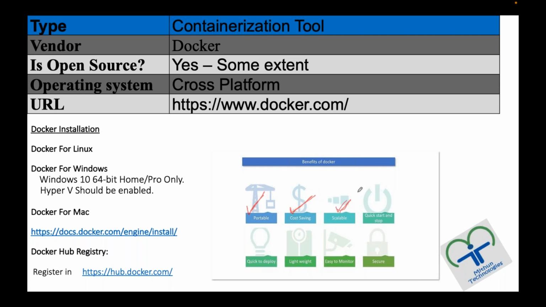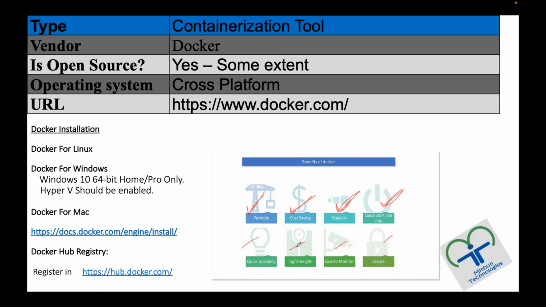And also scalable. As I already told, instead of one container, one replica, if required, can I scale it to 2 replicas, 3 replicas for that application? Yes. Will I be able to quickly start and stop that container? Yes. Quickly deploy, lightweight, easy to monitor and secure. What is the meaning of lightweight? Do containers take huge system resources like CPU and memory? No. Easy to monitor and secure. So these are the benefits.